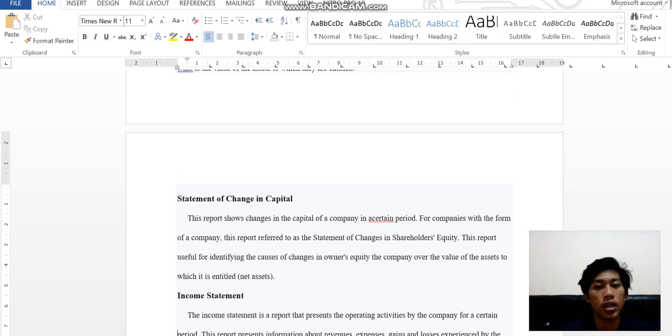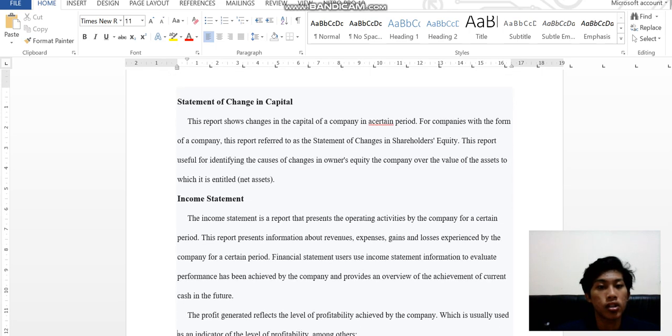Next, the statement of change in capital. This report shows changes in the capital of a company in a certain period. For a company in the form of a corporation, this report is referred to as a change in shareholders' equity. This report is used for identifying the causes of change in the owners' equity of the company, over the value of the assets to which it is entitled, or net assets.